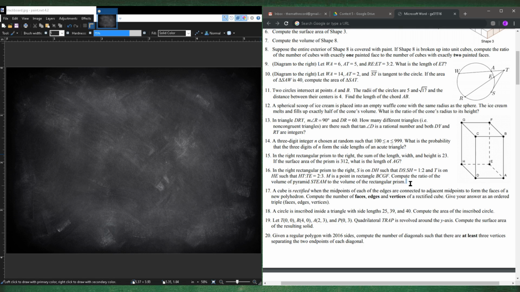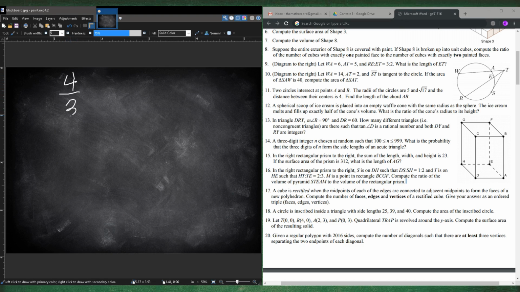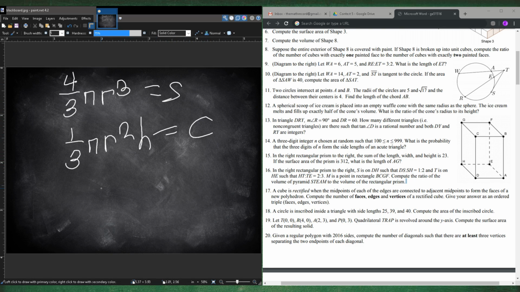So the volume of a sphere is 4/3 pi radius cubed. And the volume of a cone is 1/3 pi radius squared times height. Since they're the same radius, it's basically the same, right? And they said that when the entire sphere melts, it's going to cover half of the cone. So we say this is S, the sphere, and this is the cone, C. So 2 of the sphere will make up the cone, right?